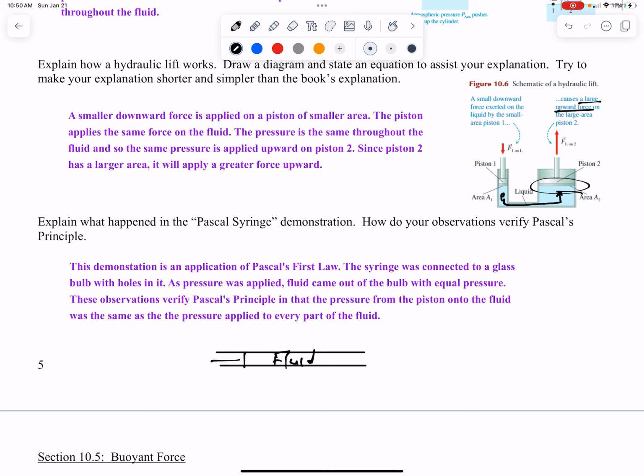So you're pressing on the fluid, and at the end of the fluid was a glass bulb. This bulb had several holes in it. As the fluid was pushed, it was observed that the fluid came out with equal speed and therefore equal pressure, meaning the fluid pressure is constant all throughout the fluid, which is Pascal's principle. Pascal's principle is Pascal's first law, in effect.